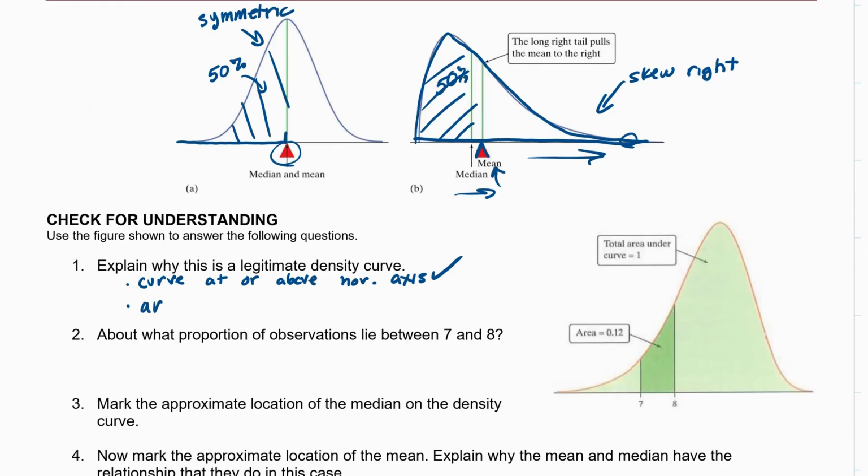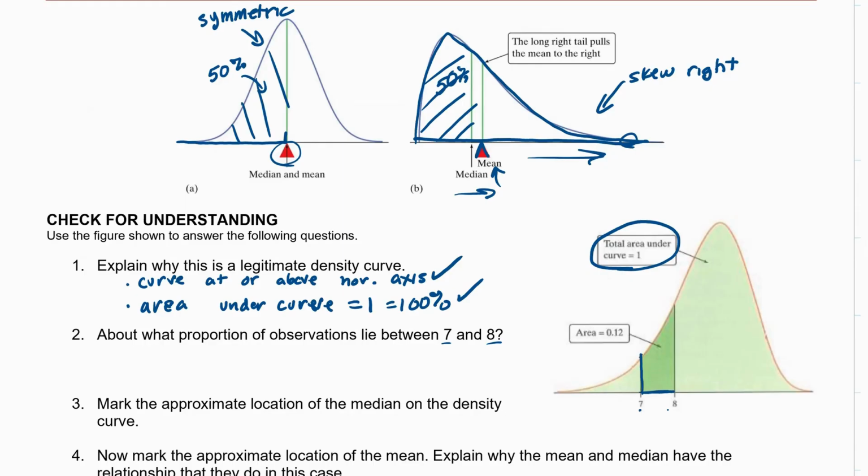Is the area under the curve equal to 1, meaning it's equal to 100% of the data? And it says, yep, the total area under the curve is 1, so we meet the two criteria for the density curve. It says, well, what proportion of the observations lie between 7 and 8? Well, here's 7 and 8. Here's the interval in between them.